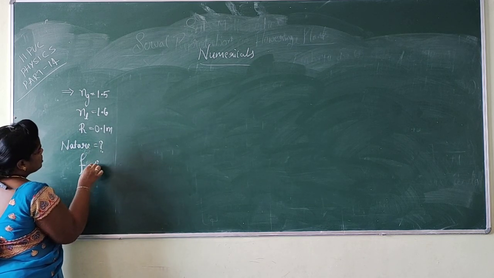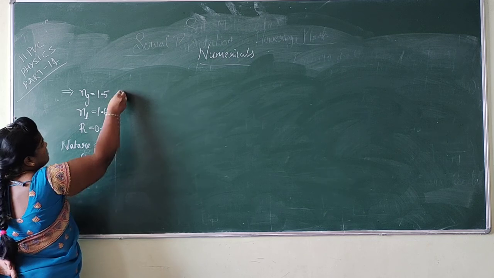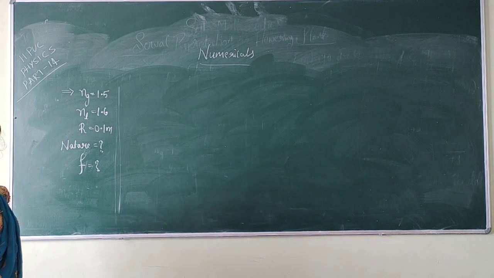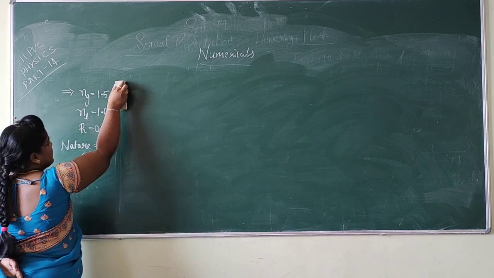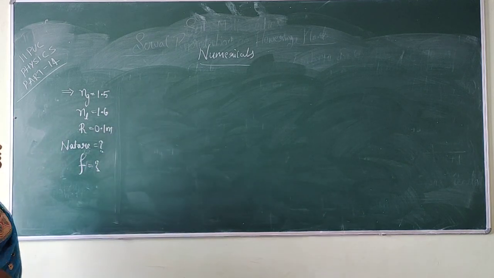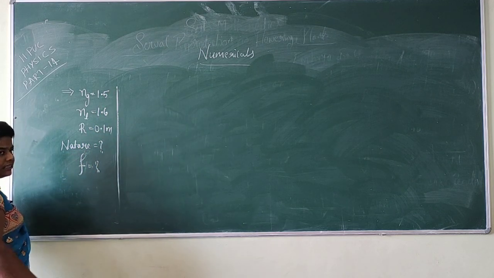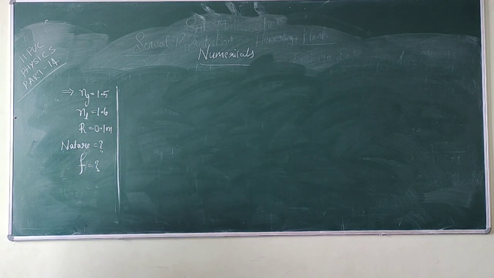If we calculate the focal length, obviously we'll get the nature. If we get a positive focal length, we can easily say that it is a convex lens. If we get a negative one, we can say that it is a concave lens. Right. Now, ಲೆನ್ಸ್ ನ ನಾವು ಏನು ಮಾಡಿದ್ವಿ? ಒಂದು liquid medium ಅಲ್ಲಿ place ಮಾಡಿದ್ವಿ.